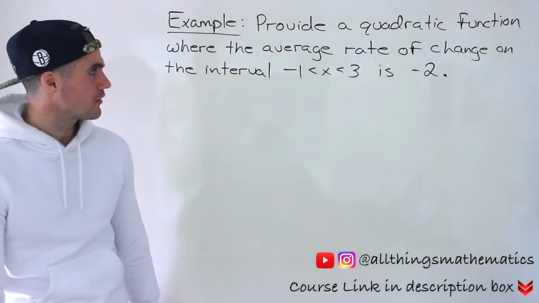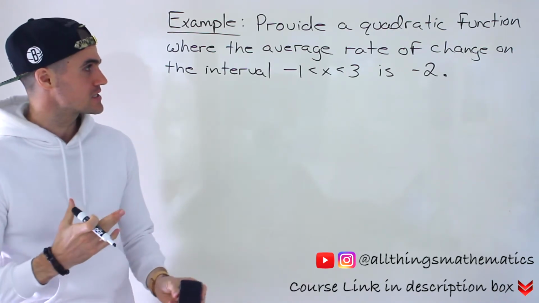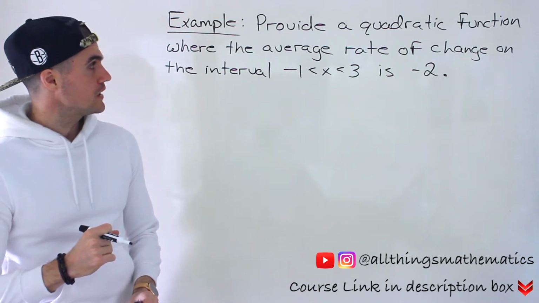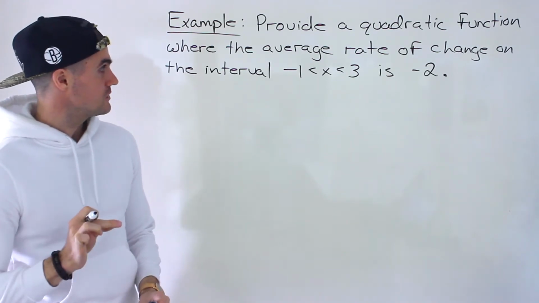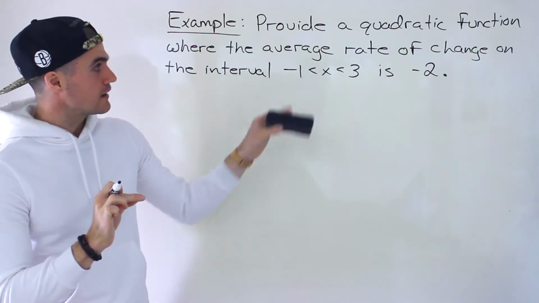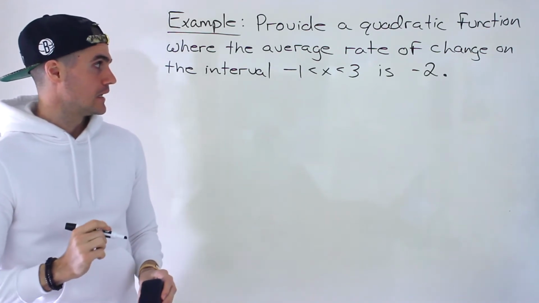Patrick here. Moving on to another question dealing with the average rate of change. This one's going to be fairly tricky. A student sent it to me, and I definitely wanted to make a video for it. So what we've got to do is provide a quadratic function where the average rate of change on the interval where x is between -1 and 3 is going to be -2.